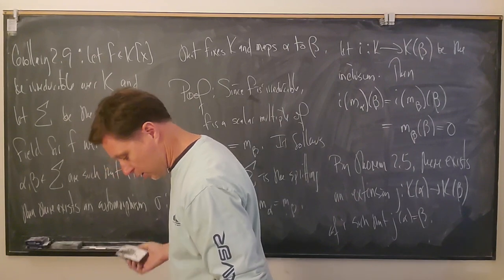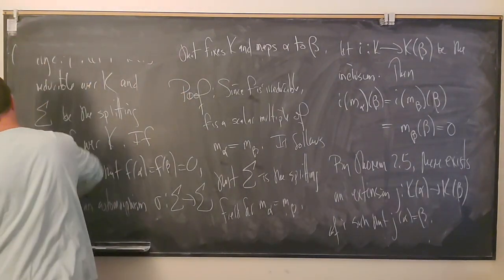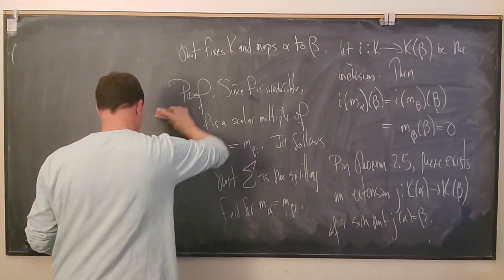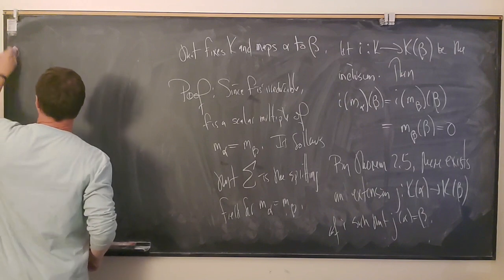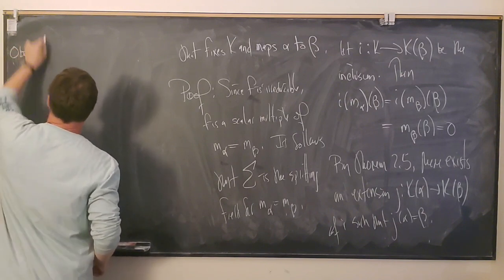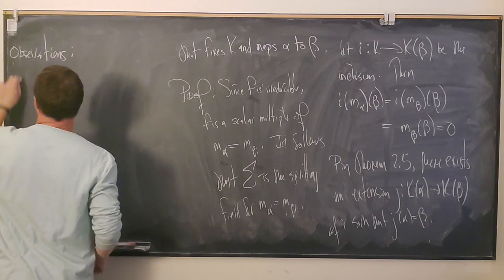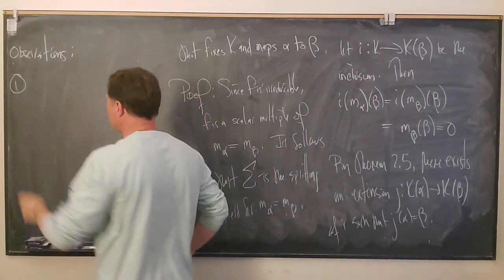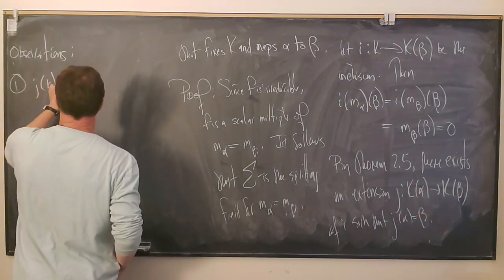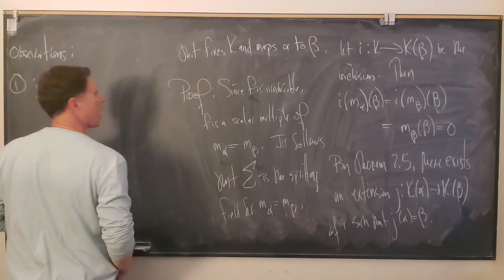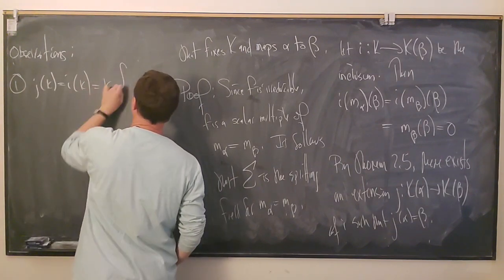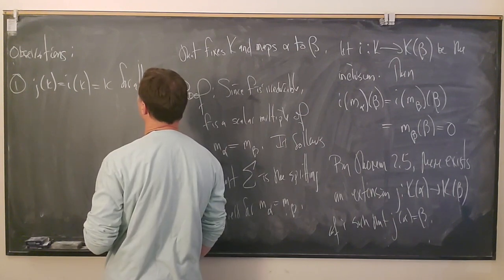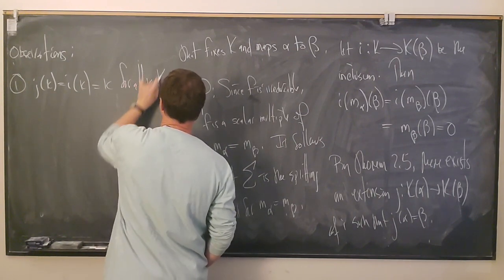So now, two things to notice. So let's say observations. First one, what's J of little k going to be? Well, that's going to be I of little k. I is the inclusion mapping, so that's just little k for all little k in capital K.